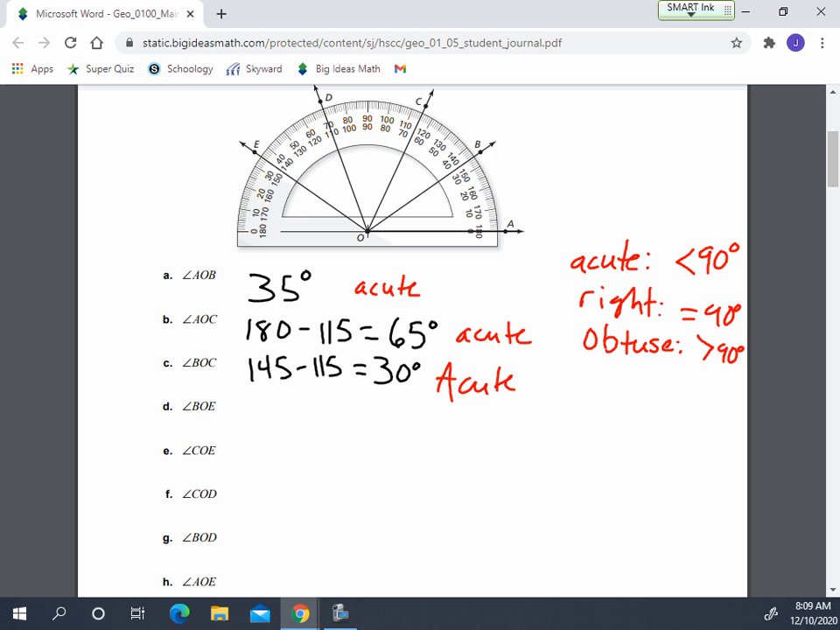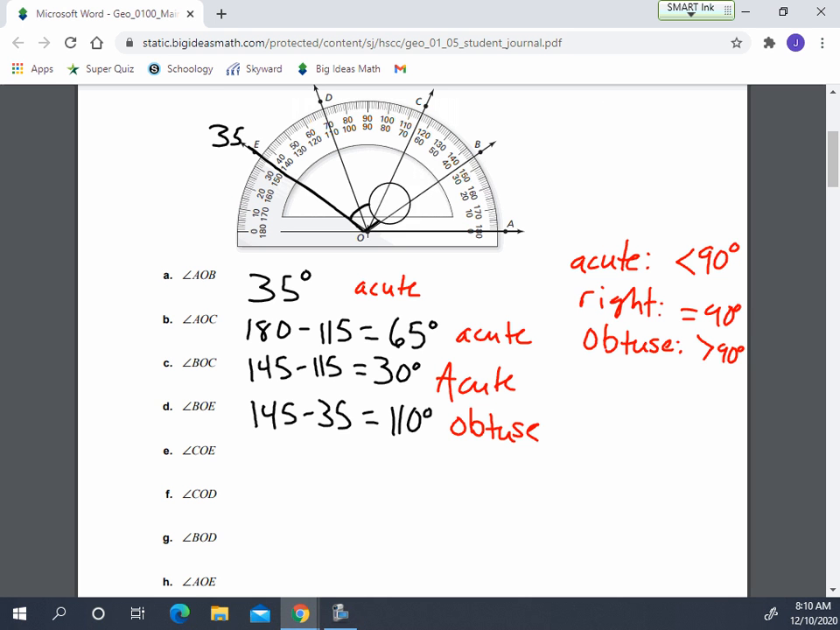D says BOE. So again, we start at B, go to O, and then to E. We could say 145 minus 35, because B is at 145, right? And E is at 35. To find the difference, or to find that measure, 145 minus 35 is 110 degrees. 110, is that less than 90, equal to 90, or bigger? That's bigger, so we're going to say obtuse. That's an obtuse angle.